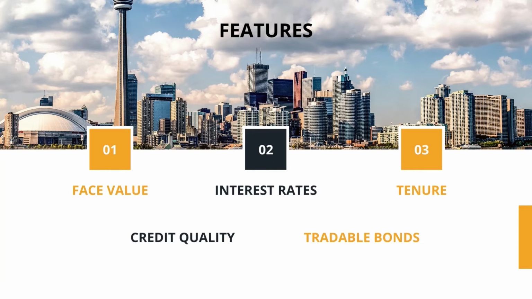Next is interest rate. Interest rate or coupon rate basically is what the organization or the entity is going to pay periodically to the creditors. Bond interest rates are also known as coupon rate, as per the tradition of claiming interest on paper bonds.